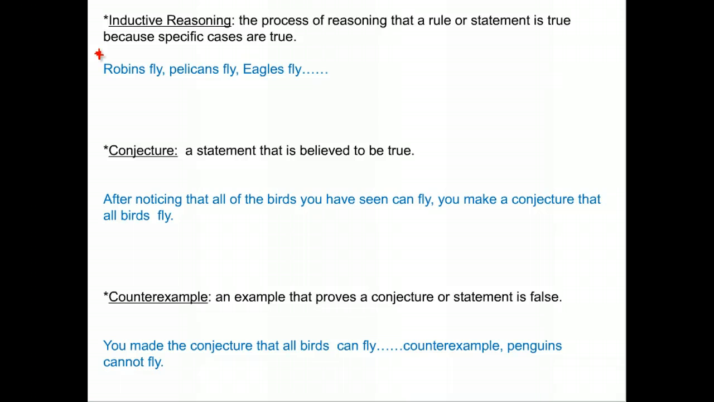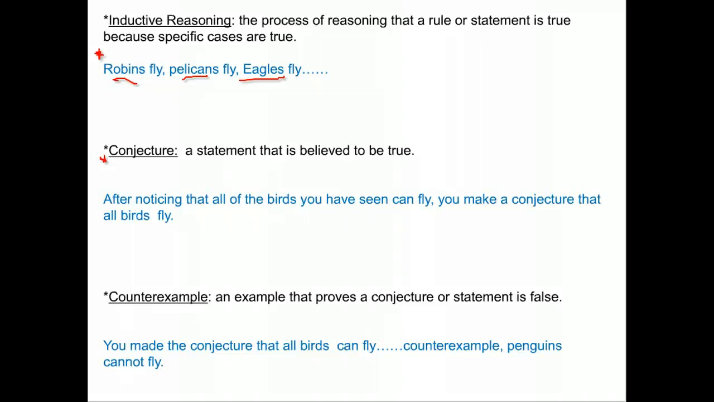And that's the first step in inductive reasoning, is to look and go, this is happening. All of these things fly. All of these birds fly. After you've observed something happening, then you make a conjecture. You think it's probably true because you've seen it happen over and over again.